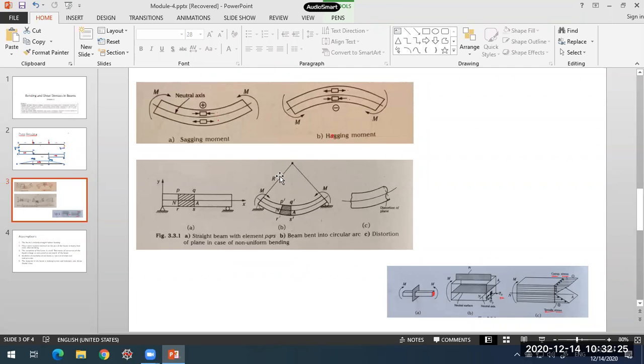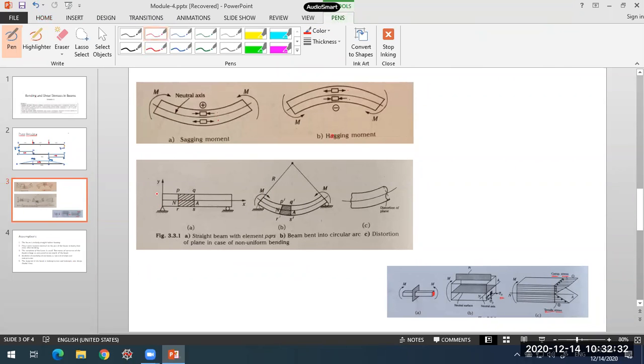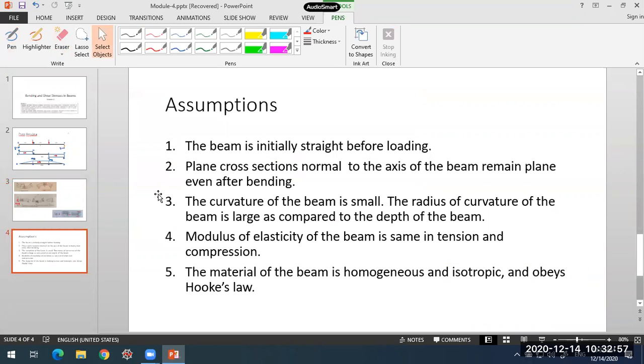If you compare this r and the depth of the beam, say if I say d is the depth of the beam, so if this is the depth of the beam, say d, this r is very large as compared to d. That is the assumption we have taken up over here. The curvature is very small and radius of curvature is very large as compared to the depth of the beam. So that is the third assumption.